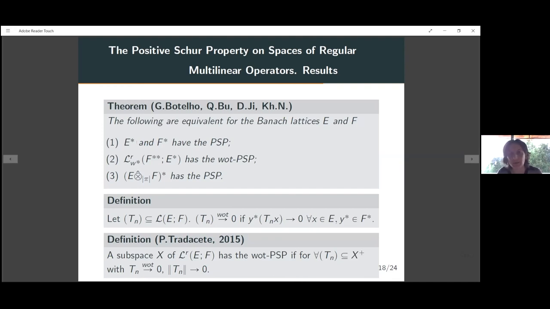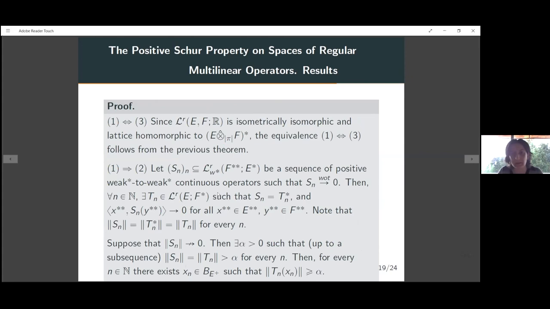So I just want to show that it's very easy to get the equivalence of one and three in this theorem. How does that hold? The PSP property of the duals of these Banach lattices is equivalent to the positive Schur property of the dual of the positive projective tensor product. This follows because of Bu and Buskes' theorem of 2012.